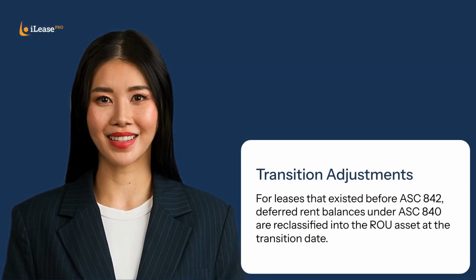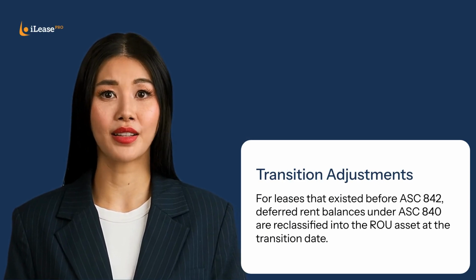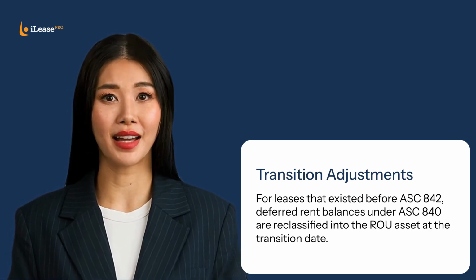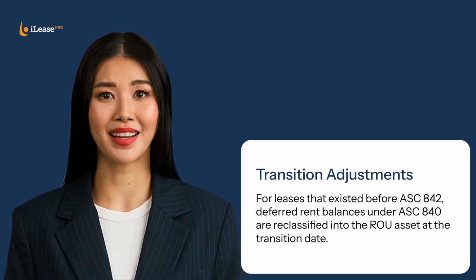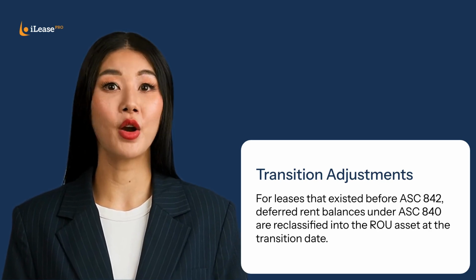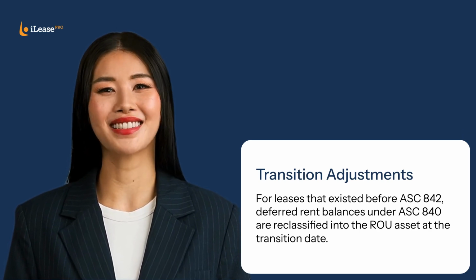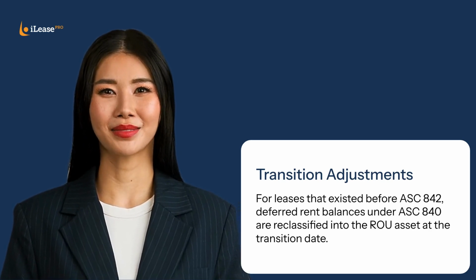For leases that existed before the adoption of ASC 842, transition adjustments are necessary. Deferred rent balances under ASC 840 are reclassified into the ROU asset. This reclassification aligns the accounting treatment with ASC 842's requirements, ensuring that all lease-related balances are properly presented on the balance sheet. This step is critical for ensuring a seamless transition to the new standard.